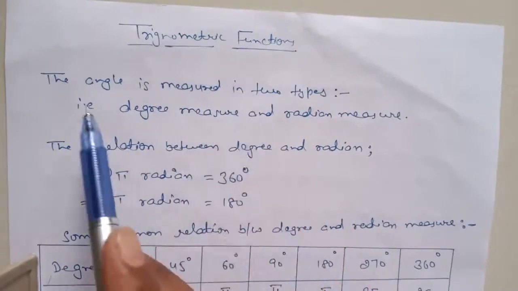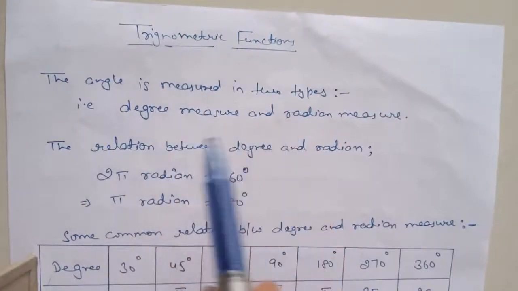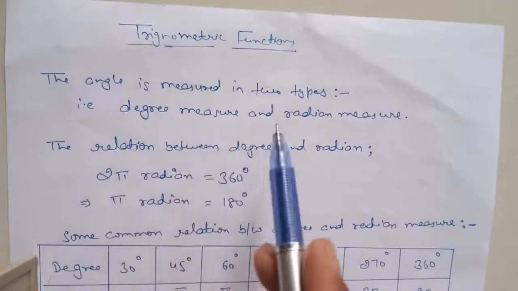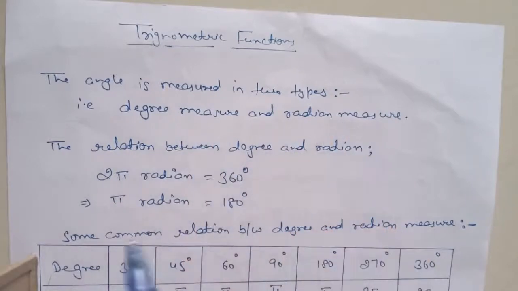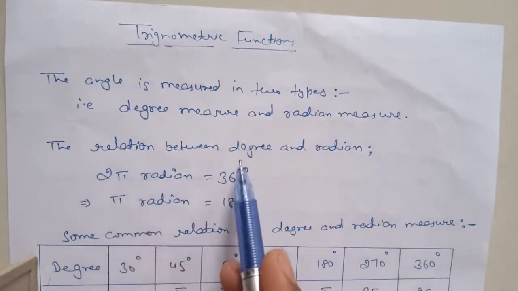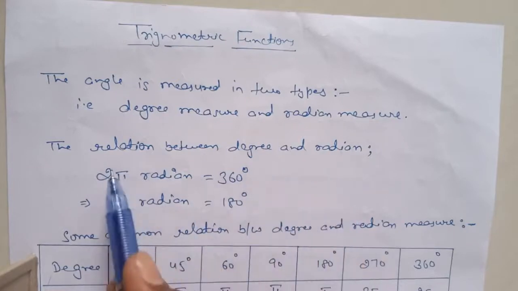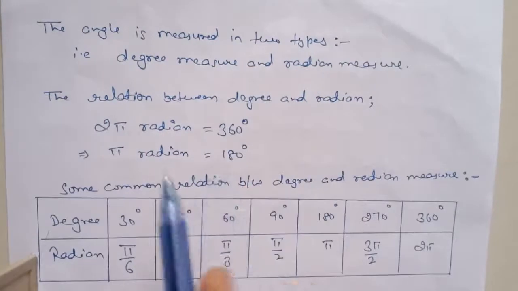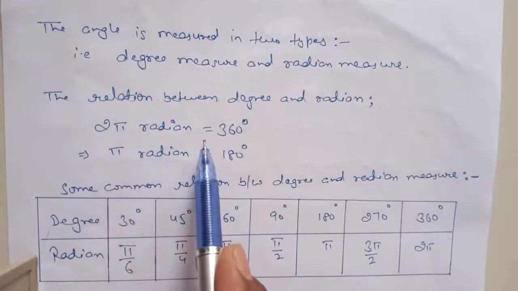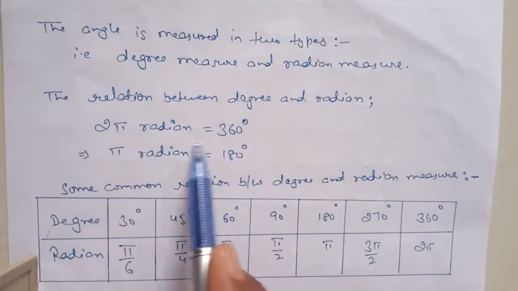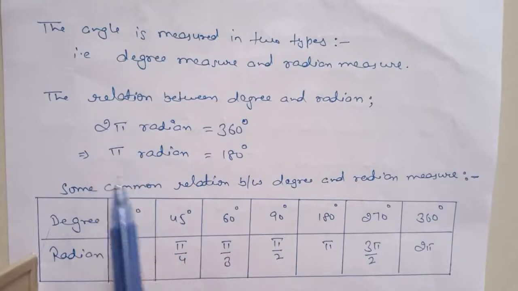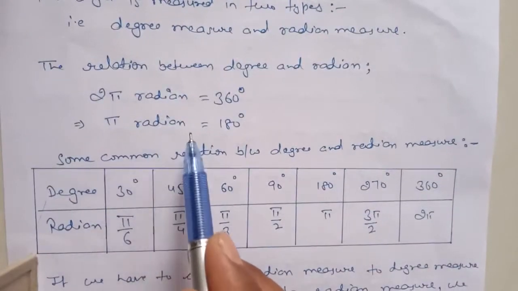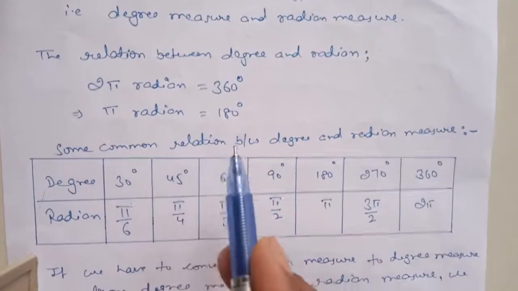Trigonometric functions. The angle is measured in two types, that is degree measure and radian measure. Now the relation between degree and radian. First of all, we find the relation between degree and radian. 2 pi is equal to 360 degree, which implies pi radian is equal to 180 degree.